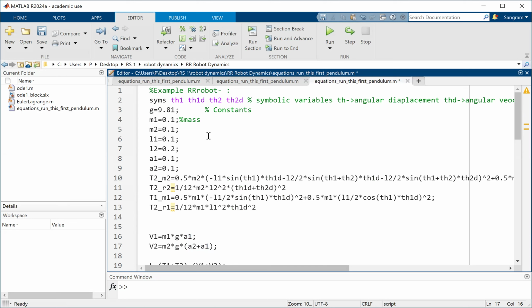Once again, I want you to quickly look at my code. So first, this is the kinetic energy of translation. Kinetic energy of translation is mass, which is at a distance L1 by 2, theta 1 d square, and then M1 L1 by 2, theta 1 d square. Then I have the kinetic energy of rotation, and then I have the kinetic energy of translation for the second mass, and I have the kinetic energy of rotation for the second mass. And once that is done, you click run.